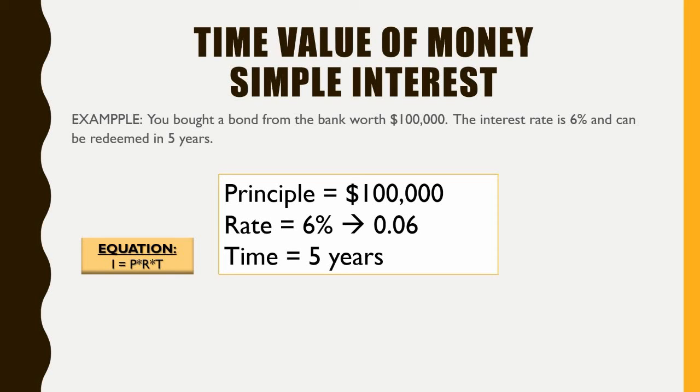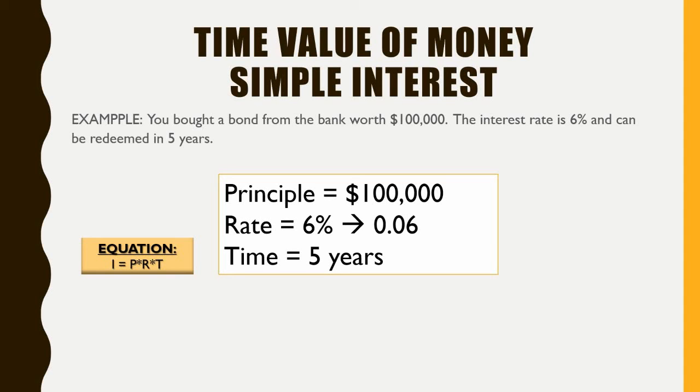Of course, when we're doing math or calculations, we need to convert our percentage into decimal points. So in this case, 6% is equivalent to 0.06. Okay? And then, of course, time is already in years. So in this case, my time is 5 years, right? Because it's redeemable in 5 years.